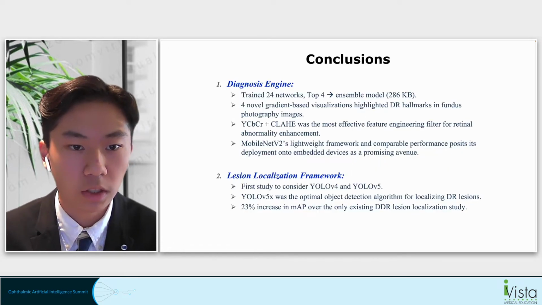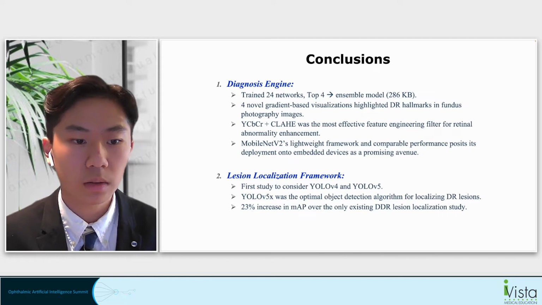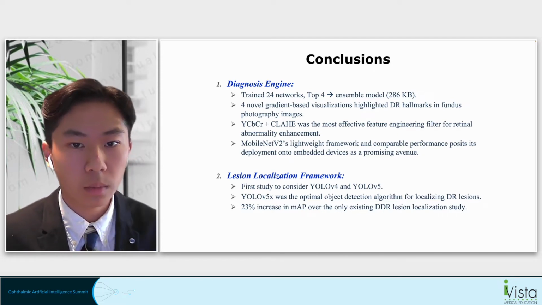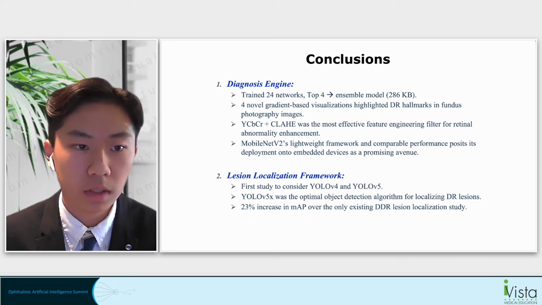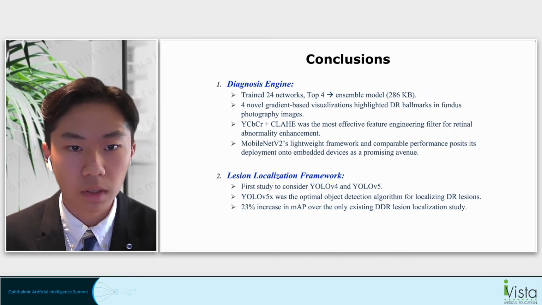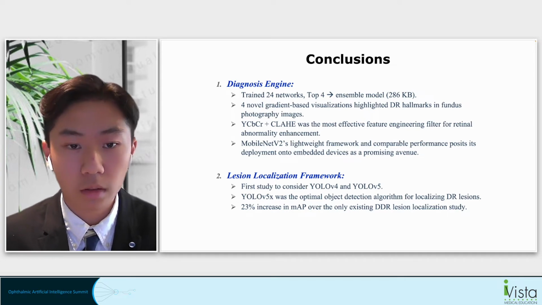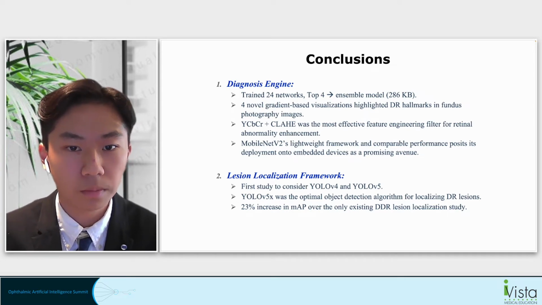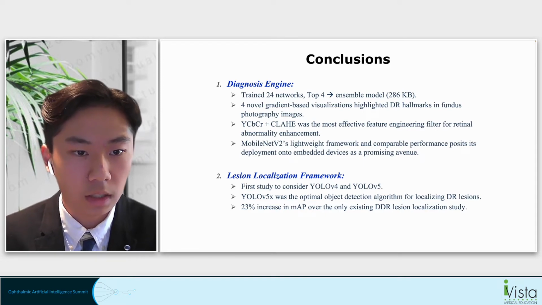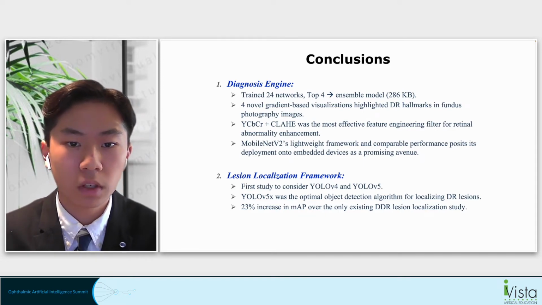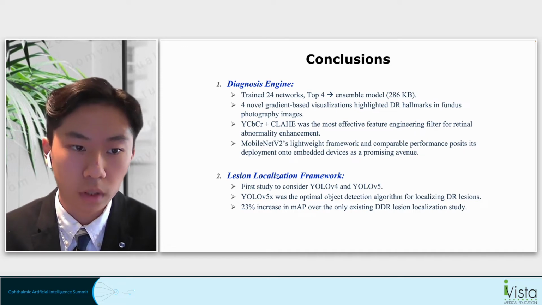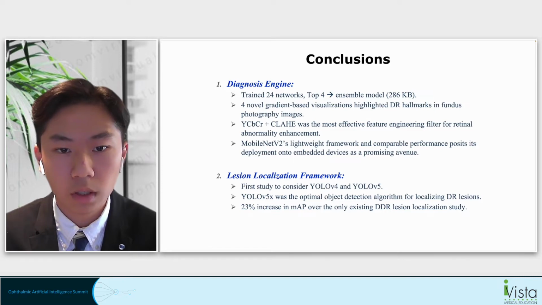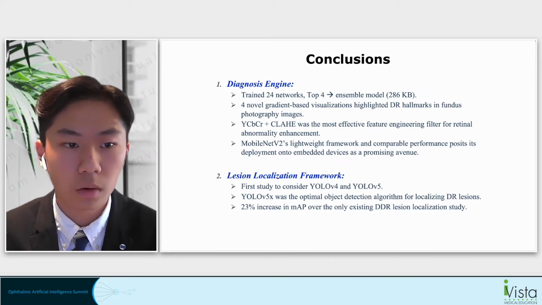So in summary, this project consisted of two primary phases. First, the diagnosis engine involved training 24 models, of which the top 4 were used to form an ensemble model that attained an F1 score of 97.8%, and that could also generate explainability mappings. And the MobileNet framework postulates deployment onto embedded devices as a promising avenue. Second, the lesion localization framework trained 3 custom YOLO algorithms that localized 4 different types of lesions, achieving a final mAP of 0.2653, which was a significant improvement over prior works.